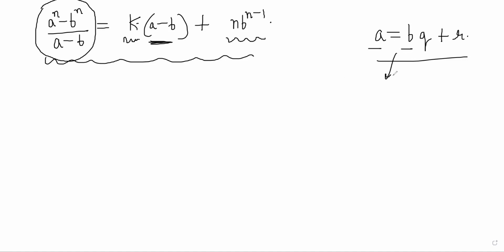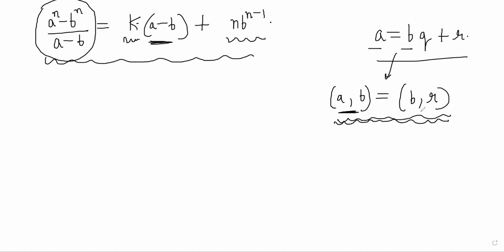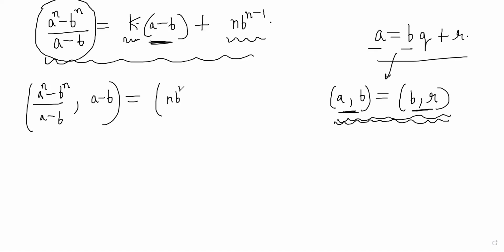And Euclid's division lemma guarantees to us that GCD of A and B is equal to GCD of B and R. This is theory. Euclid's division lemma guarantees us this. So here we can say GCD of (a^n - b^n)/(a - b) and a - b should be equal to GCD of n times b^(n-1) and a - b, right? So this is our first result that we have gotten, okay?